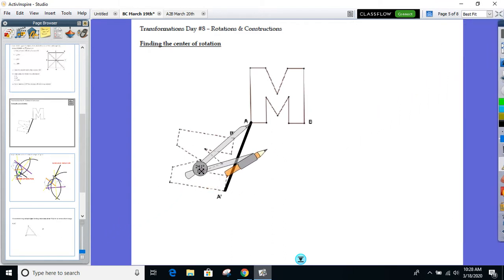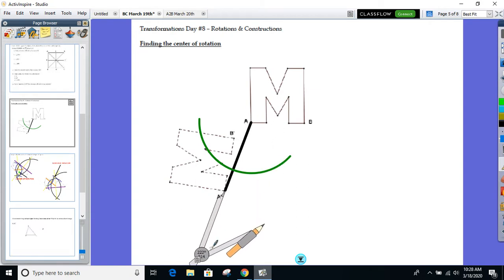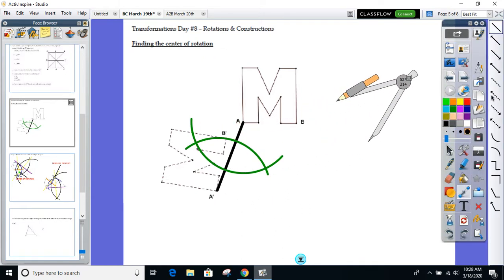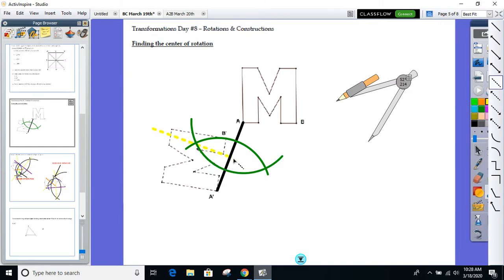So take your compass, put it on one endpoint. This is something we've done a ton already this year, so I'll go quick. Open up your compass more than halfway. Make a decent size arc. Keep the compass opening the same and travel down to the other endpoint, A prime, and make another arc so you have 2 points of intersection. Compass off to the side, straight edge out, and draw in your perpendicular bisector.